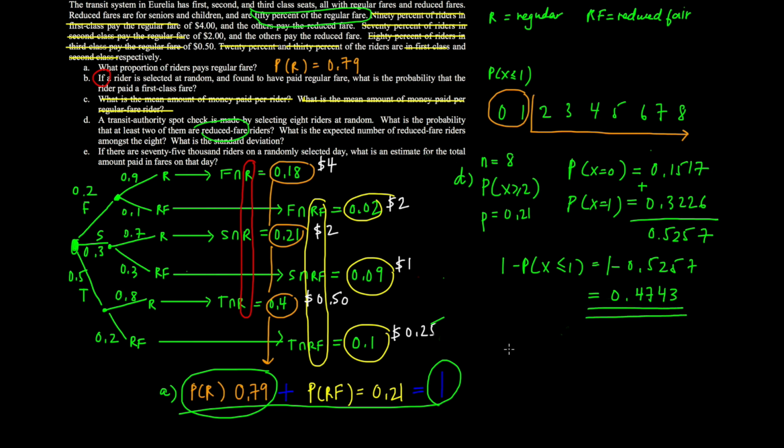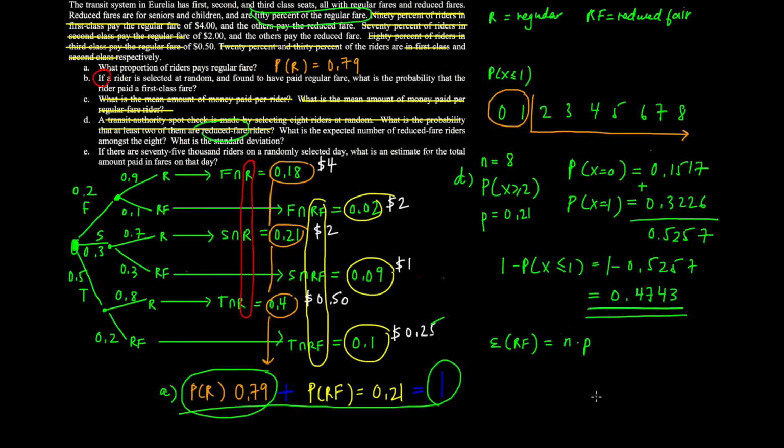Alrighty. So that's the first part of that question. Because remember, don't forget to do this here. We just solved for this part of the question. And the second part of the question says, what is the expected number of reduced fare riders amongst the 8? So we're going to continue in the same line with binomial type problems. And we know that to get an expected number, so here we want the expected number of reduced fare riders among the 8, we're simply going to take our n and multiply it by our p that we obtained.